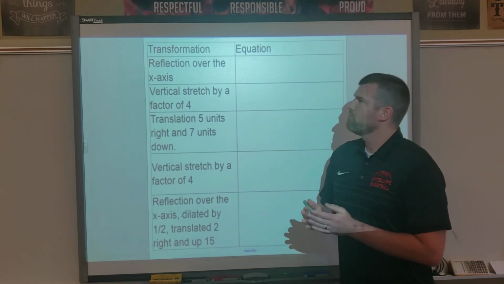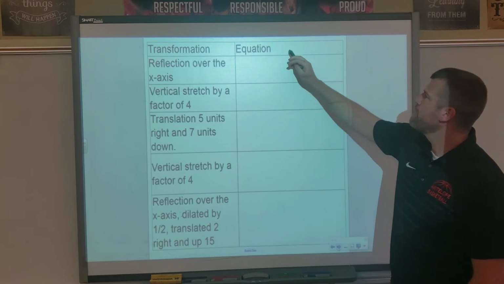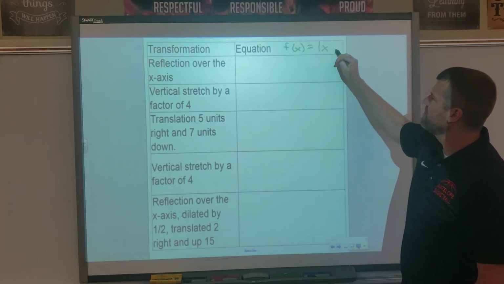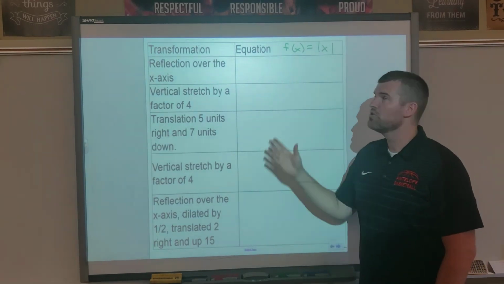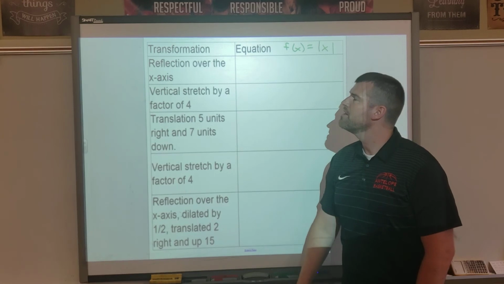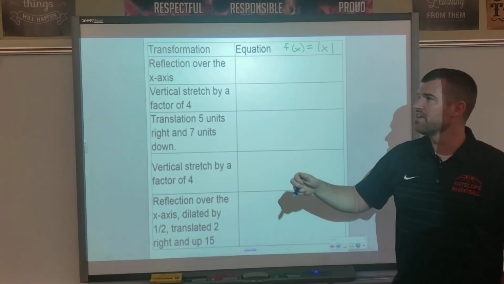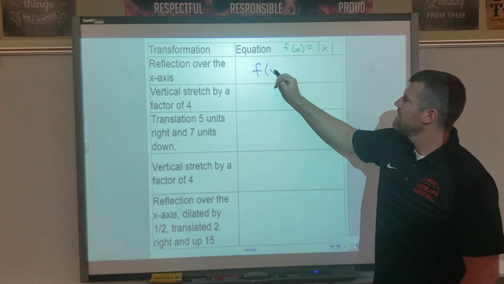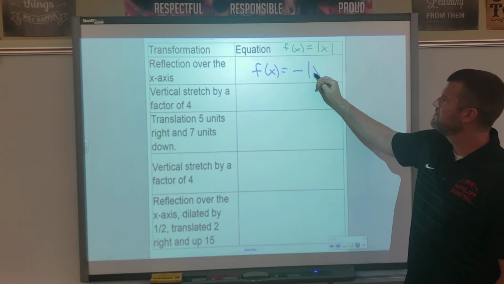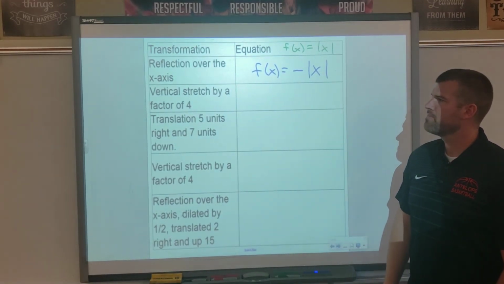All right, so we're going to write a few equations compared to the parent function. So the parent function would just be f of x equals the absolute value of x. So we're going to change that equation to make it do these different transformations. So first, if I want it to reflect over the x-axis, the only thing that needs to change is that instead of a positive absolute value of x, we need a negative absolute value of x. That'll flip your graph upside down.